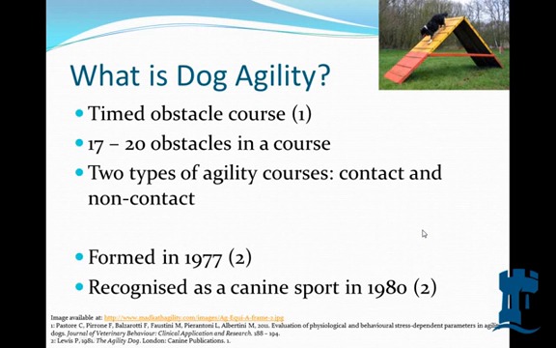There are two types of agility courses seen. These are contact and non-contact courses. Contact courses contain contact equipment which the dog must come into contact with at certain points. On the diagram at the top, the dog must come into contact with the red part of the obstacle. And non-contact courses contain equipment that the dog doesn't have to come into contact with.